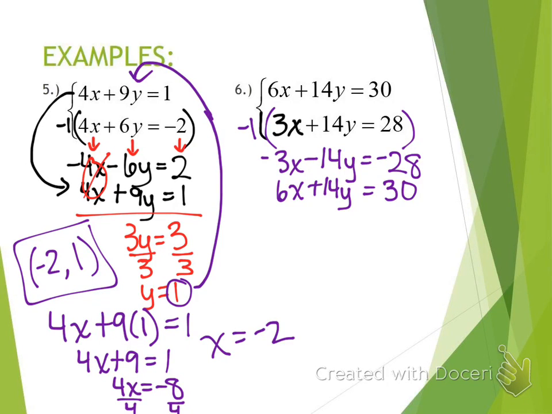All right, when we combine these, which variable eliminates? The 14y's eliminate. When we combine our x's, what do we get? 3x equals 2. When we divide by 3, we get x equals 2/3. Now that's not pretty, but it's a number.